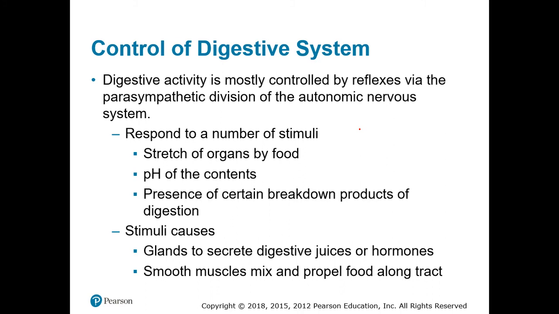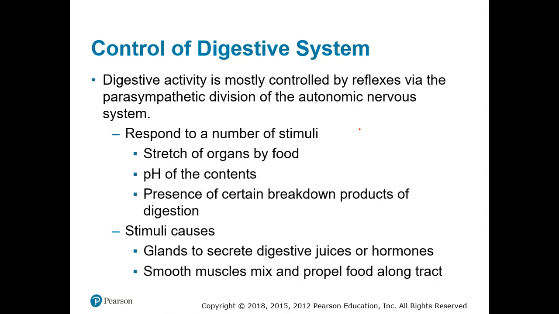And then we're going to end this by talking about how all of this is controlled. We have the anatomy, we have the function, the physiology. What controls it all? Well, it's controlled by the parasympathetic division of your autonomic nervous system. So remember, your parasympathetic division is your rest and digest system. This is what's going to happen when you're not stressed, you're not in that fight or flight response. You're able to relax and break down food.